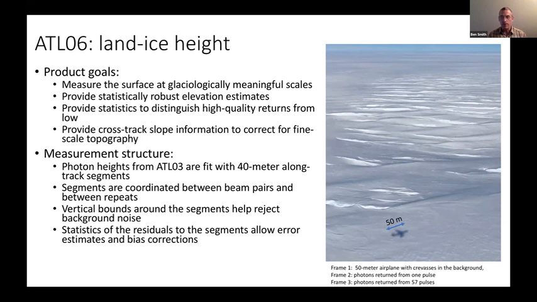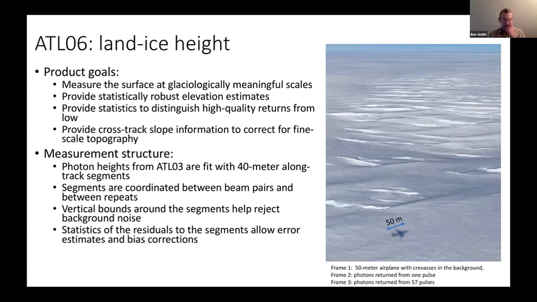Now, of course, we can find examples where the surface is much more broken up than this, and we can find vast, vast areas of Antarctica and Greenland where the spatial scale is much larger than this. But 50 meters seemed like a scale that resulted in a product that wasn't too horribly bulky, but was still telling us something about surface elevations at a scale that was relevant to the glacier.